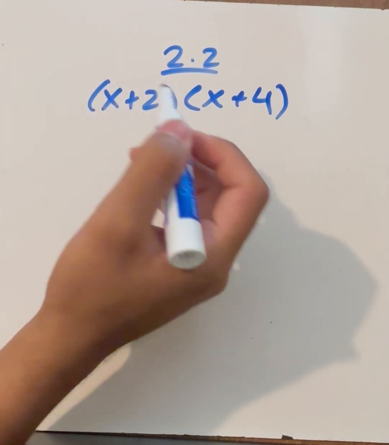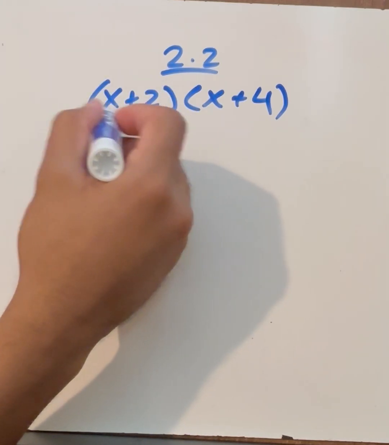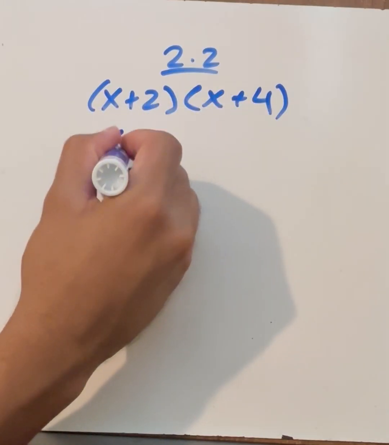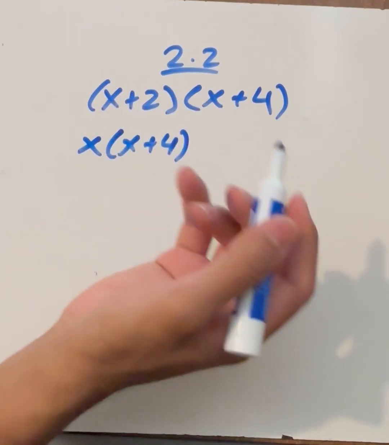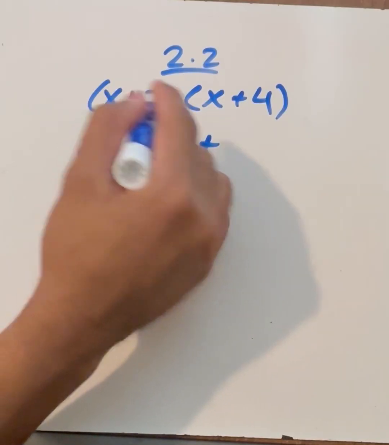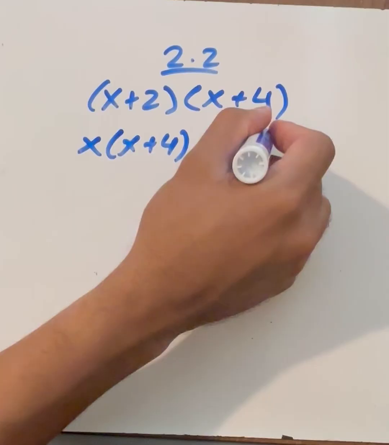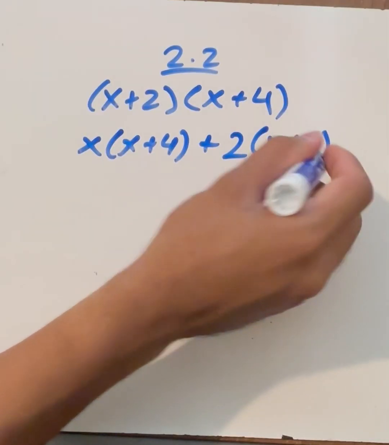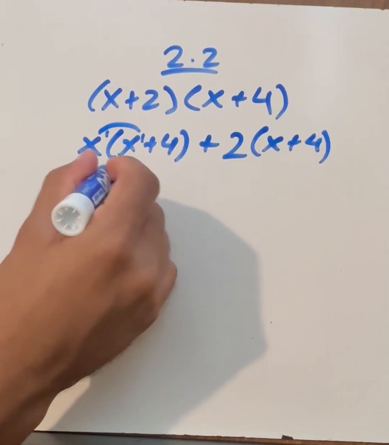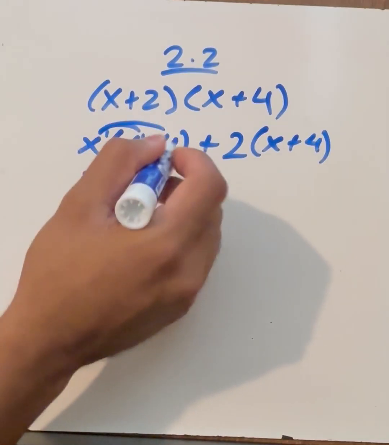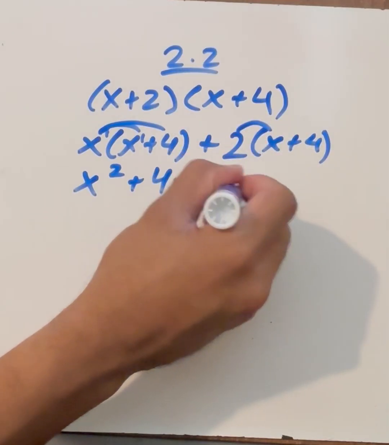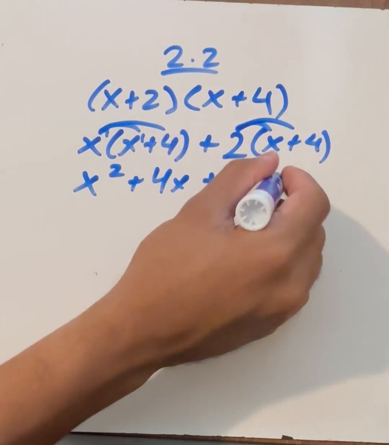First, let's use the horizontal method. The horizontal method says take the first term in the first polynomial and multiply it to everything in the second polynomial, splitting the algebra the way we know how to. Then take the second term in the first polynomial, plus 2, and multiply it to everything in the second polynomial. x times x is x squared, because they both have an exponent of 1, and 1 plus 1 is 2. x times 4 is 4x. 2 times x is 2x. And 2 times 4 is 8.